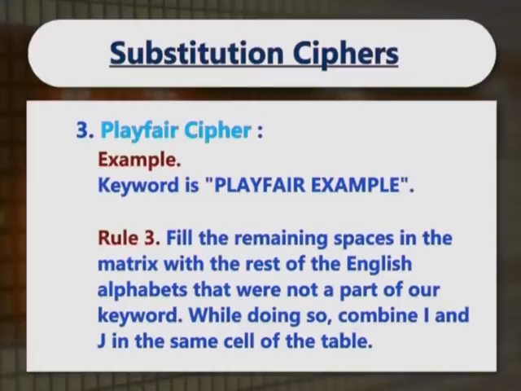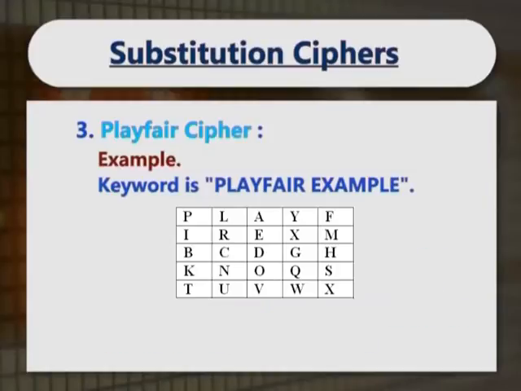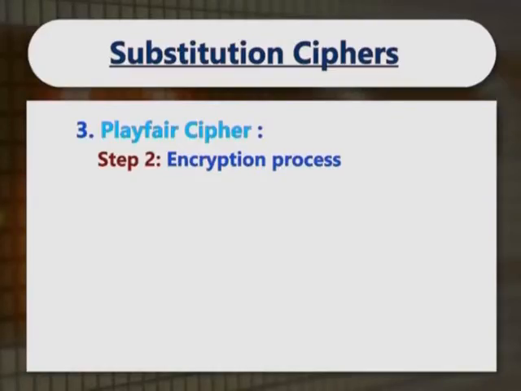Hence, here now we would consider rule 3. The rule says that the remaining part of the matrix should be covered with alphabets from A to Z that are not covered so far. According to this rule, we see B, C, D, G and H will fit into the third row of our matrix. In rows 4 and 5, we simply apply rule 3 and they contain K, N, O, Q, S and T, U, V, W, X respectively. So, we have created the matrix and step 1 of the encryption process is over, and let us move to step 2. The next step is the encryption process.